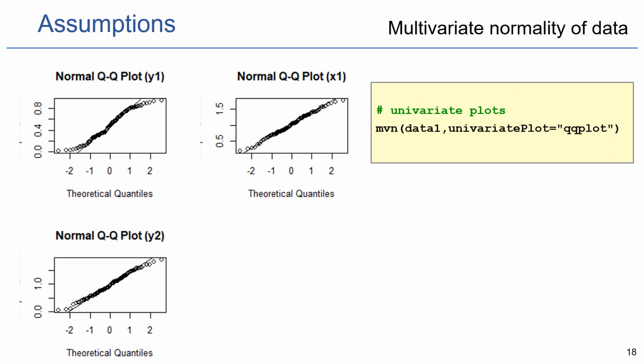Also, we can generate the univariate plots for each variable from our model. For this, in our MVN function, we should use the argument univariate plot equals QQ-plot. And this will give us QQ-plots for each variable. And as you can see here, the Y1 variable has not perfect distribution on a theoretical predicted line.